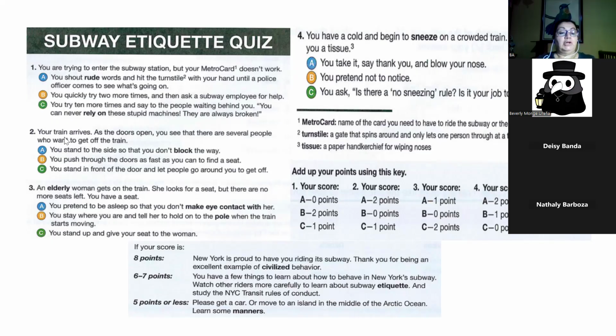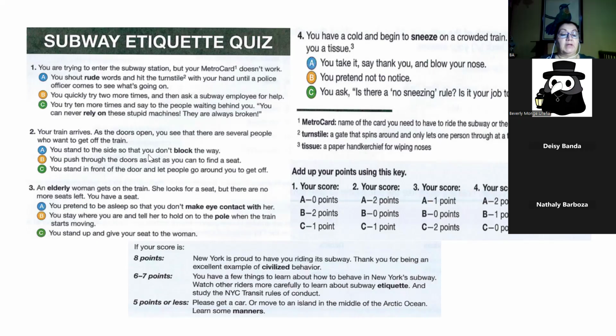Okay, thank you. Your train arrives. As the doors open, you see that there are several people who want to get off the train. You stand to the side so that you don't block the way. You push through the doors as fast as you can to find a seat. You stand in front of the door and let people go around you to get out. A. A, you stand to the side so that you don't block.